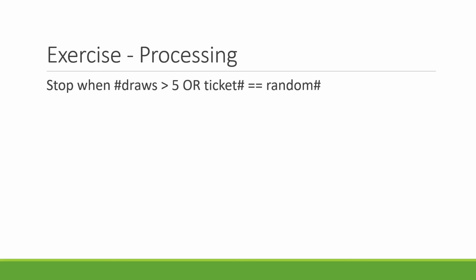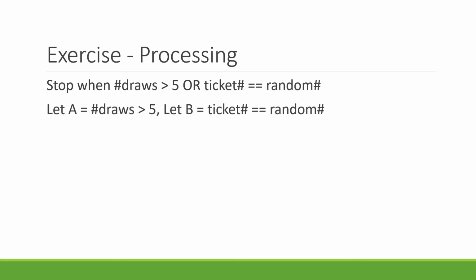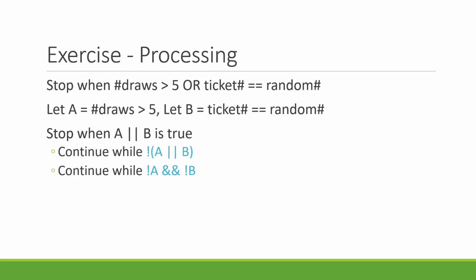So we have to rewrite that bit of logic for a while loop. This is another example of De Morgan's law in action. First of all, let A be the number of draws greater than 5, and let B be the ticket number equal to the random number. Next, we want to stop repeating when A or B becomes true. So this means we want to continue while not (A or B). According to De Morgan's law, this is equivalent to not A and not B.